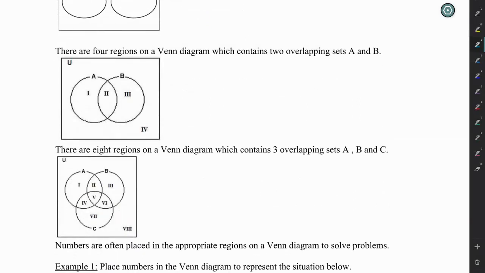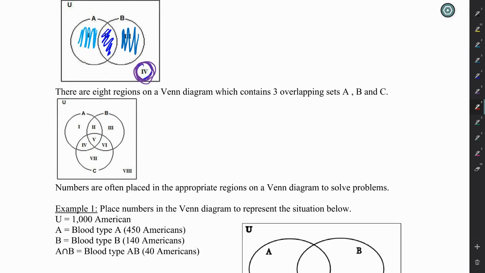There are 4 regions in a Venn diagram which contains 2 overlapping sets A and B. One is things that are only in A. Another one are things that are only in B. Then we have the things that are in both. And lastly, the one that everybody forgets are the things that are in neither. So they're in the universal set, but they're not in A or B or both.